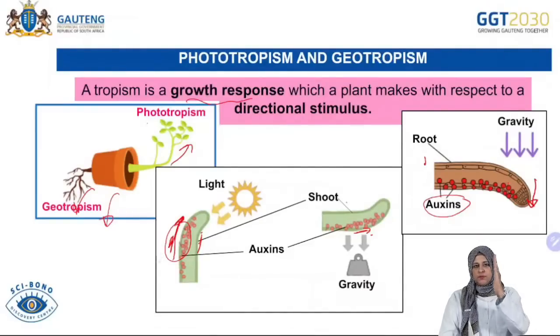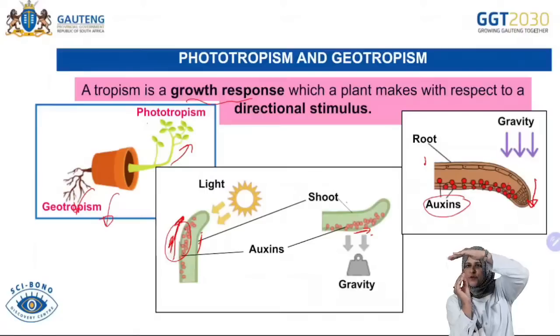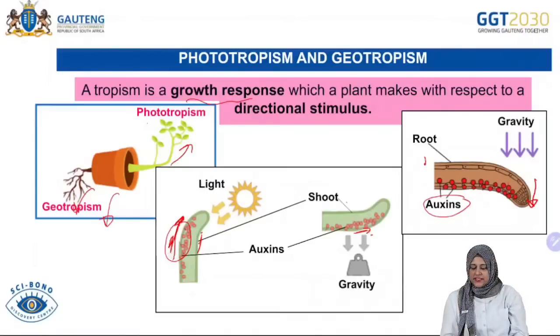So this part of the stem is going to grow much faster because there's a high concentration of auxins on this side. As the shoot grows faster, it's trying to catch up with this side that has no auxins, and therefore it's going to bend towards the light. And there's the shoot here.